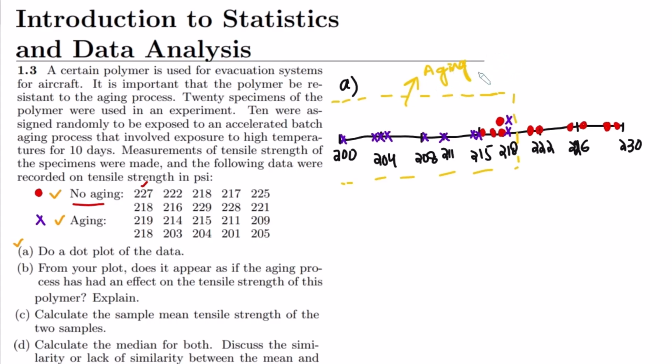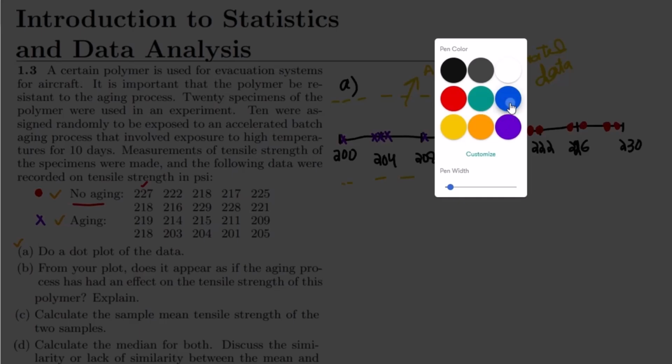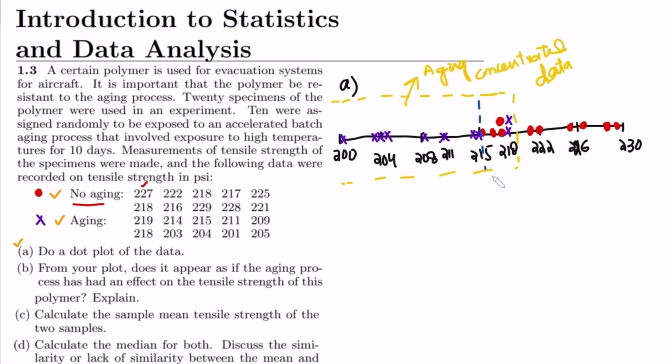So this is the aging data. All the aging data is concentrated over here, while the non-aging data, which is represented by this blue color, is mostly concentrated over this area. This is the concentrated non-aging data. So most of the data here is skewed toward this one.